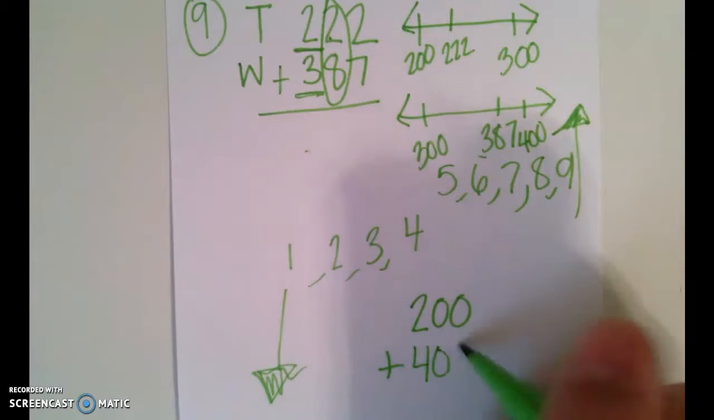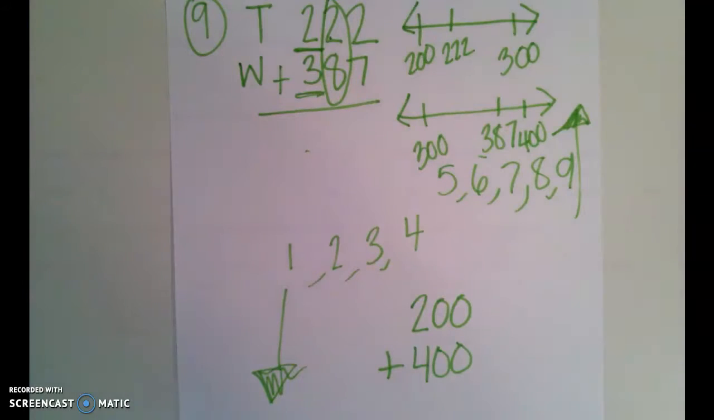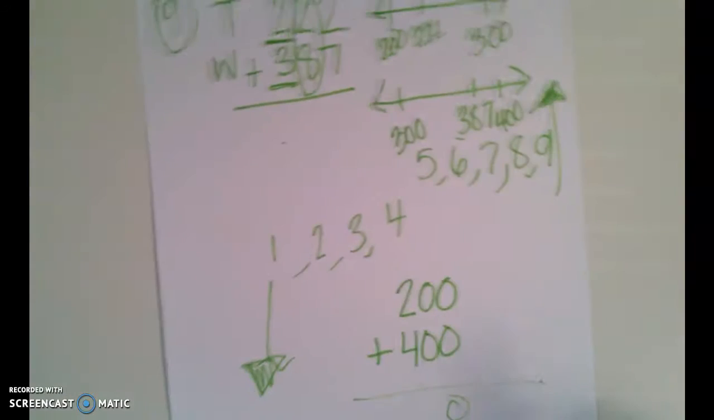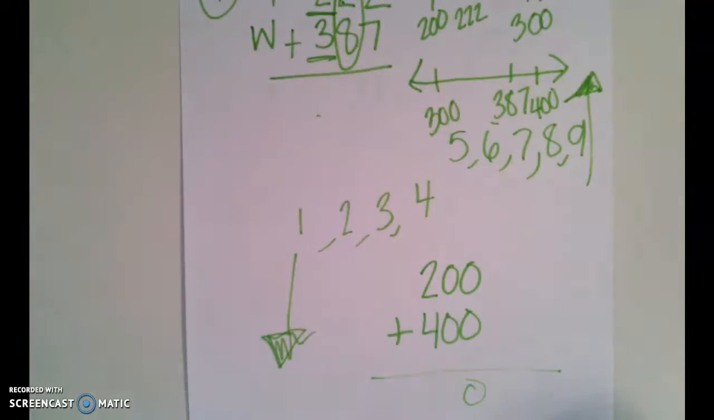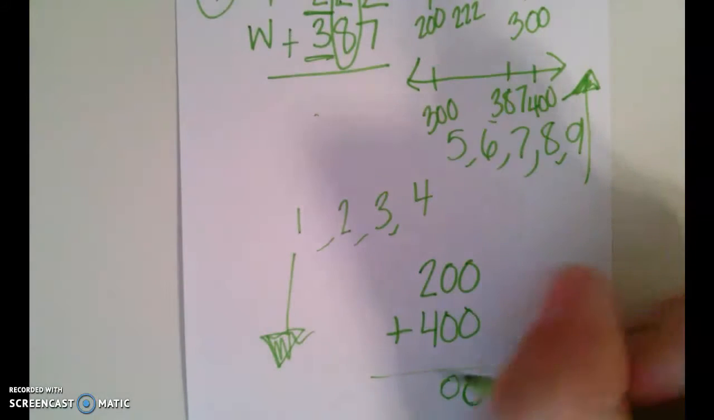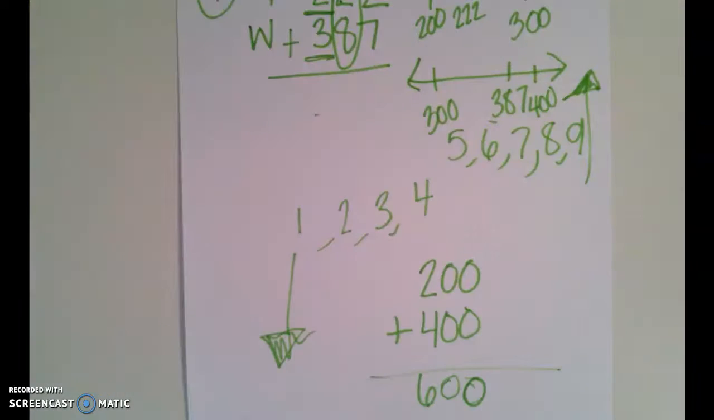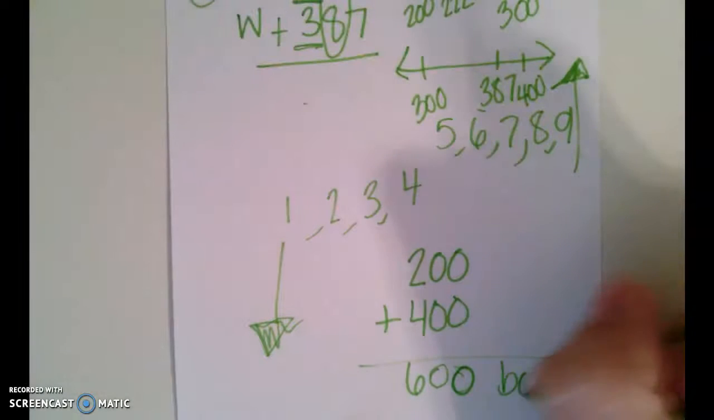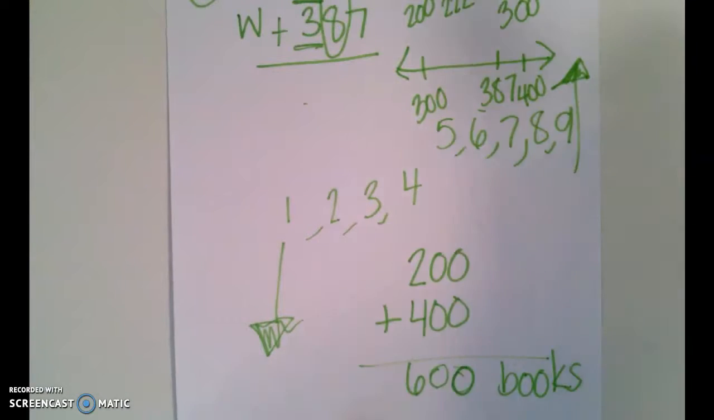So now I can look at the next part of my question. About how many books are returned to the library. Well, 0 ones plus 0 ones is 0 ones. 0 tens plus 0 tens equals 0 tens. And 200s plus 400s equals 600. 600 books. That's how many books are returned to the library.